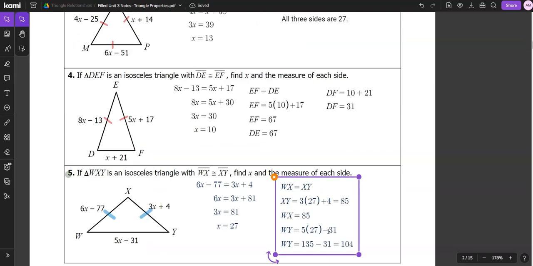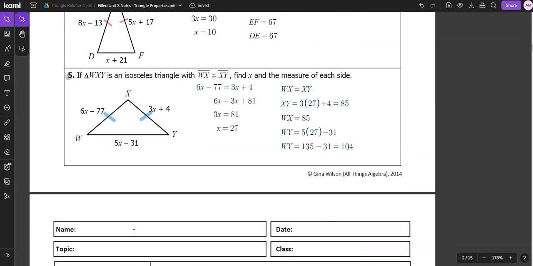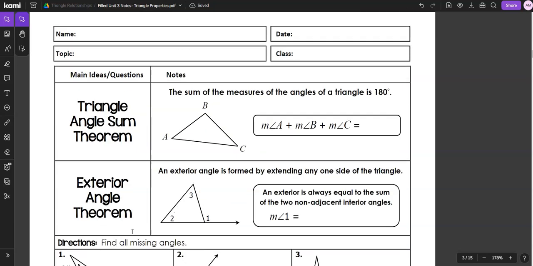All right, so that's everything we had for this section of the notes. We will continue on next time with the triangle sum theorem.